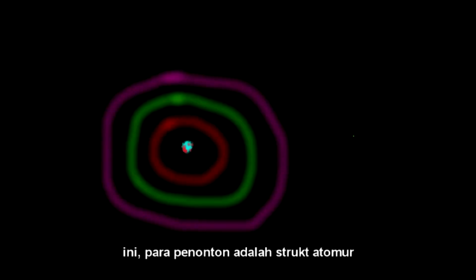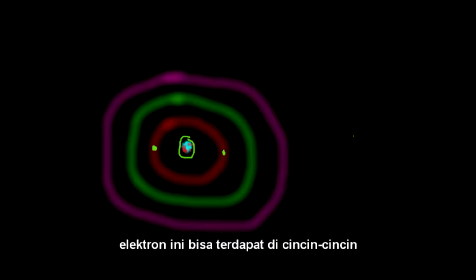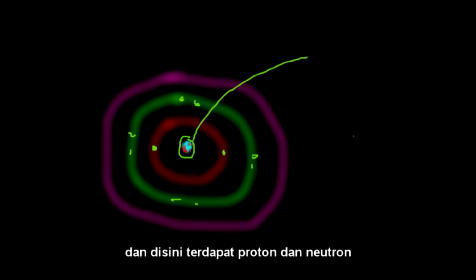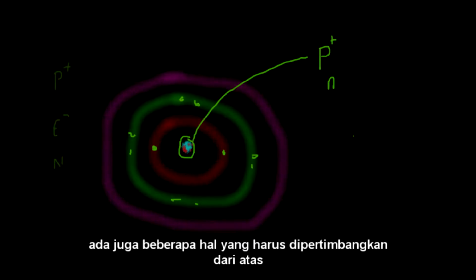This, my viewers, is the structure of an atom. Here you get the protons and neutrons. In the middle part here are the protons and neutrons, and there are also electrons, and these electrons are located in these glowy rings. They are called the orbitals, and inside here you have the protons and neutrons, right? As I told you before, you have protons and neutrons. There are also a few things that you should know from here.